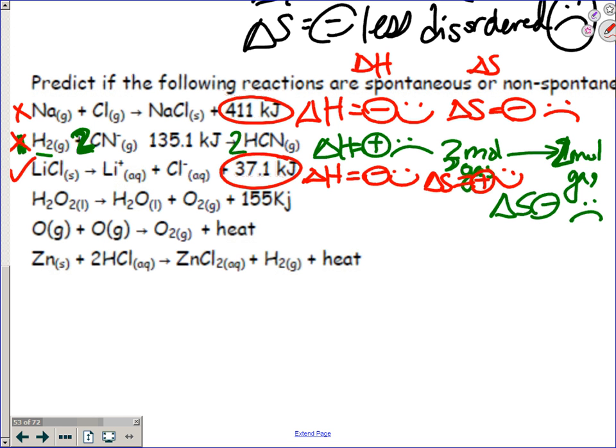Why is this one no? Come on, Evan. Entropy is negative because why? Can you tell me how you got that far? Like, that's the final answer. I want to know how you got there. From 2 gases to 1 gas. Right, 1 mole of gas plus 1 mole of gas is 2 moles of gas, down to just 1 mole of gas, more order, meaning less disorder. So that knocks us out there.